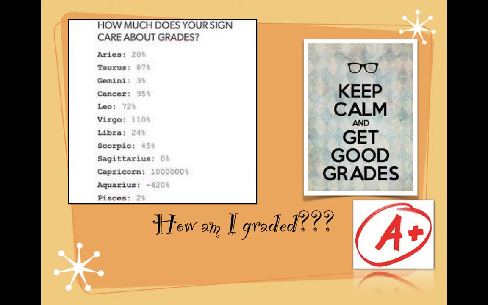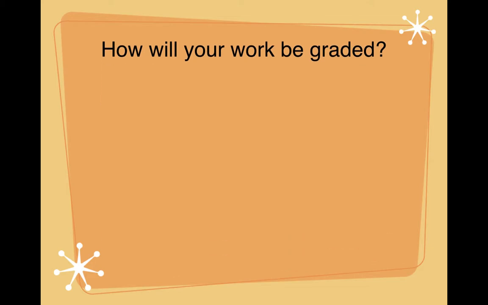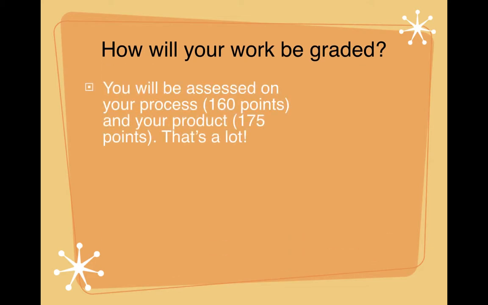All right, I know this is what you care about and how you are graded. So the research paper is two parts. There is the process leading up to your final product of the essay. The process points balance out to about 160, but then your final research essay is 175 points. Yes, that is a lot, and it is summative.